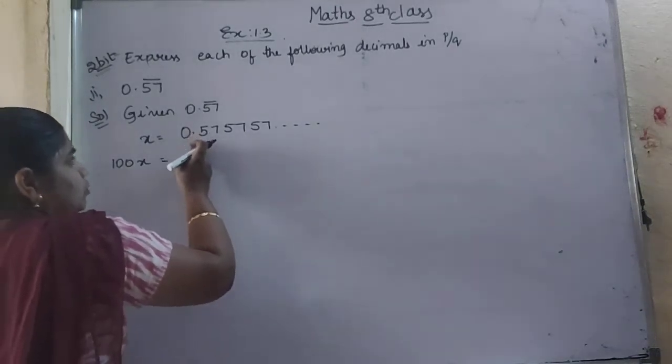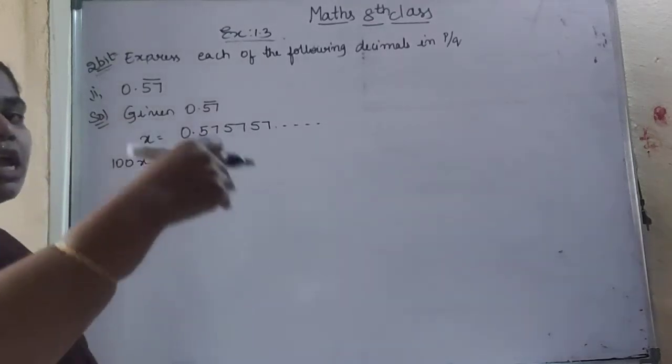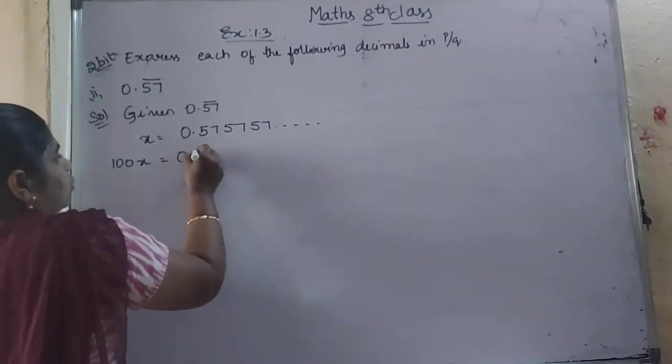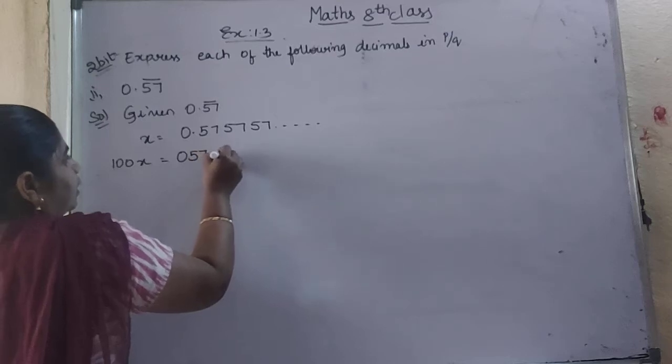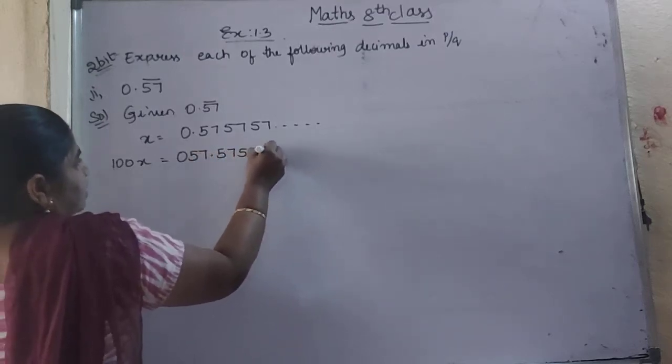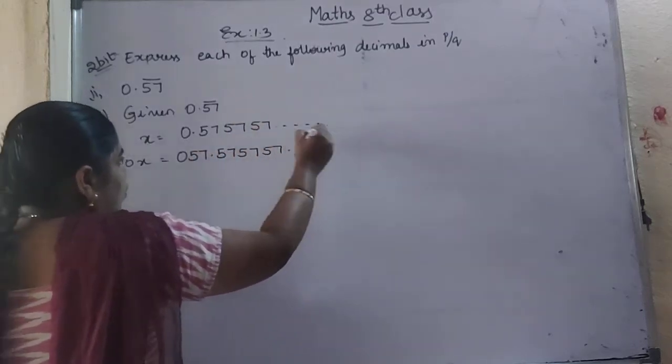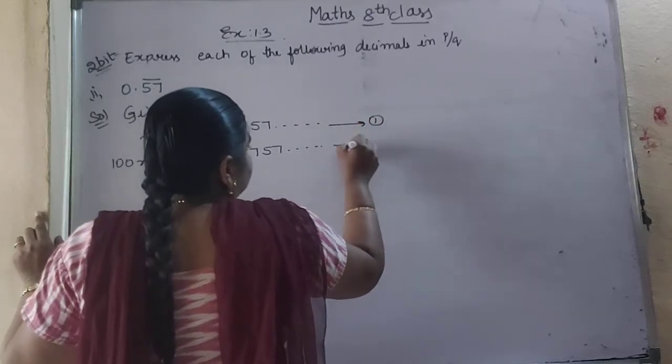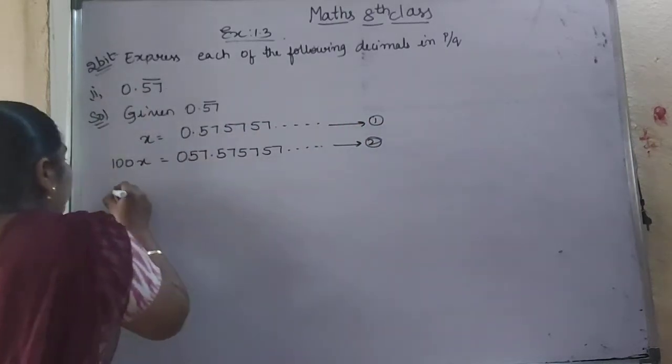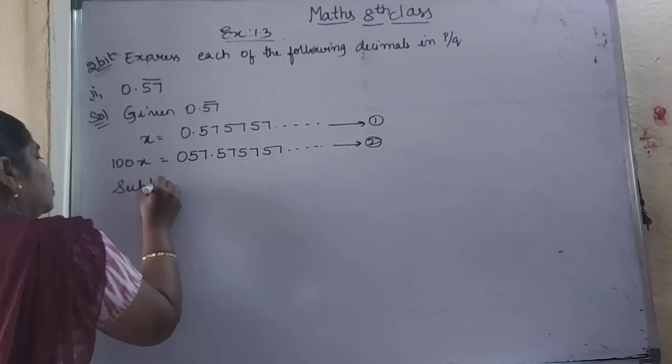And how many times do we have to move the point? Two times. That is 57.57, 57, 57 and so on. So this will be equation 1, and this will be equation 2. Now we have to subtract the equations.